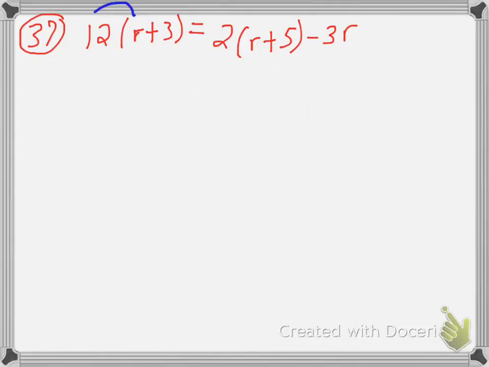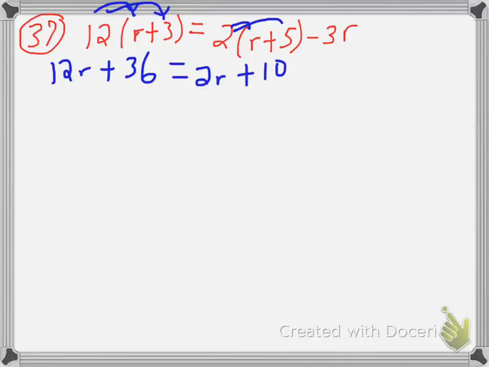I'm going to say 12 times r, which gives us 12r. And then 12 times 3, which gives us 36. So I distributed the 12. Now I'll do the same thing on the 2. So 2 times r is 2r. And then 2 times 5 is 10.